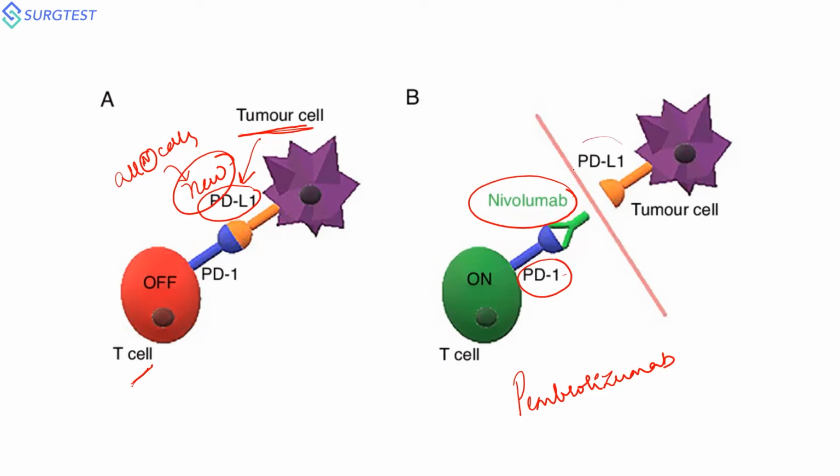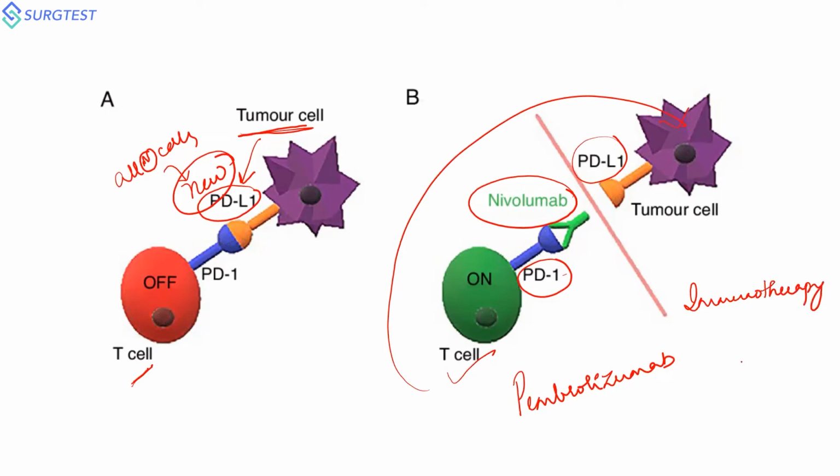Now this ligand is being expressed, the T cell is free, and the T cell will go and inhibit the tumor cell. This is the mechanism of functioning of all your immunotherapy agents. This is one of the mechanisms. The other mechanism is your CTLA4.